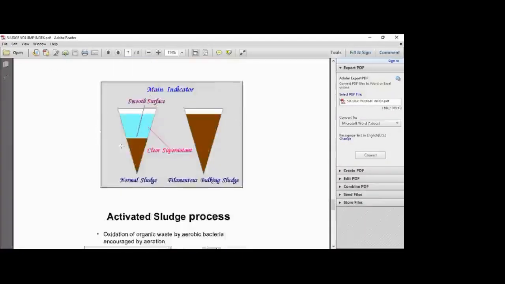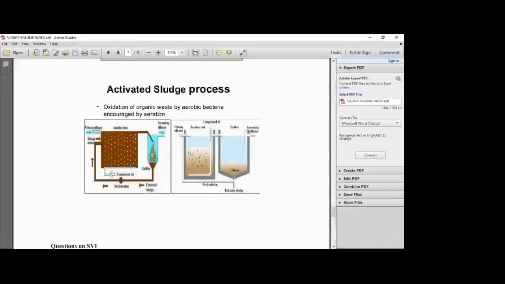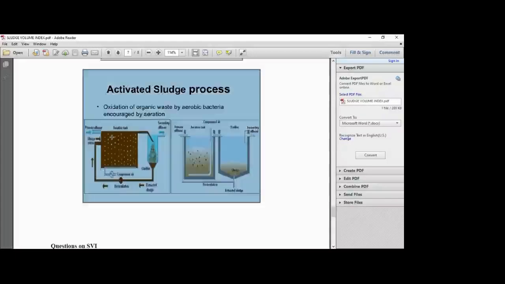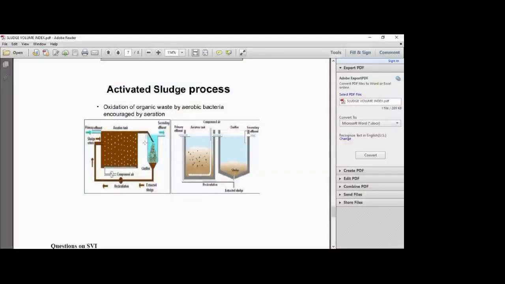So this is how the Imhoff cone looks, and I am hoping you know the activated sludge process. You have an aeration tank firstly, and then a secondary treatment unit. In the aeration tank you will have the effluent that is coming from PST. Here the aeration process takes place, and after it, all this liquid moves into the secondary sedimentation tank. There the sludge will get settled, right? And a clean supernatant will be obtained.